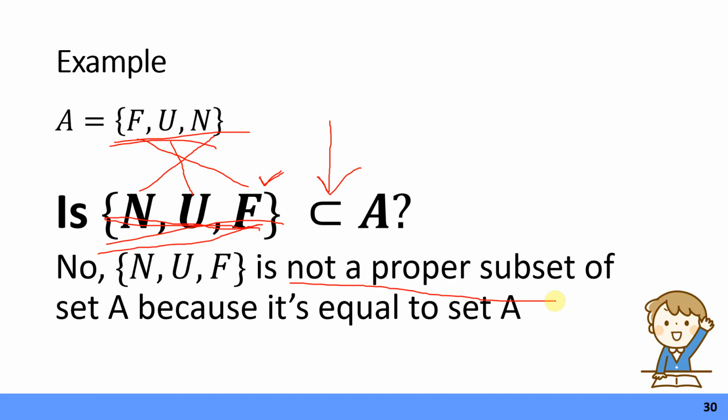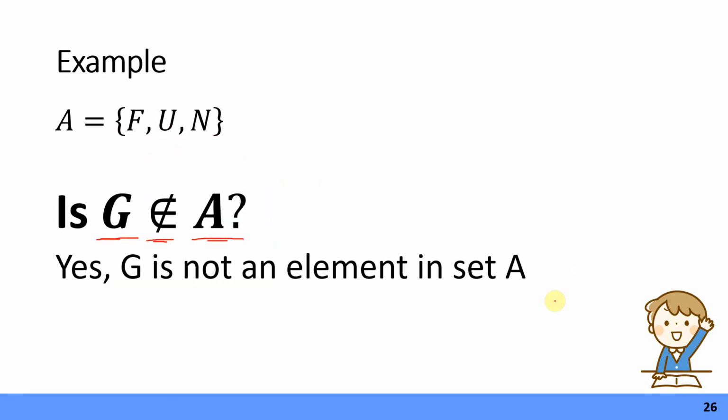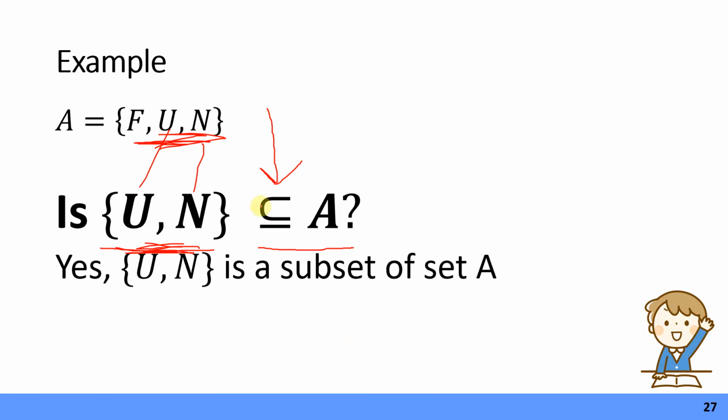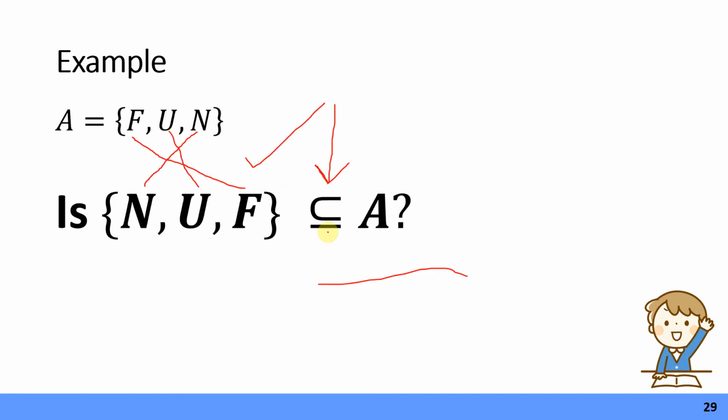Because remember, for it to be a proper subset, it cannot be like a copycat. It cannot be exactly the same one on top. Okay, so I'm hoping that made sense. If it didn't, go back and look at these 4 last examples. So there's going to be some cases where a set is a subset but not a proper subset.